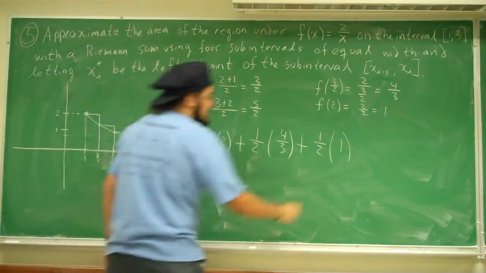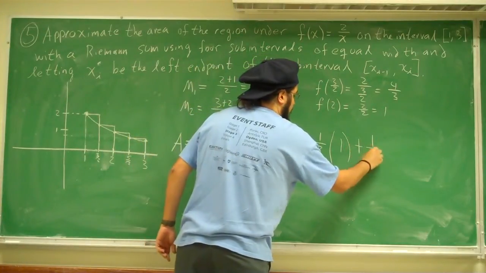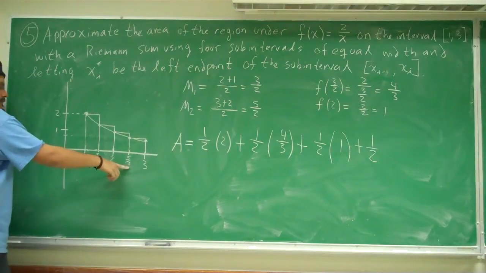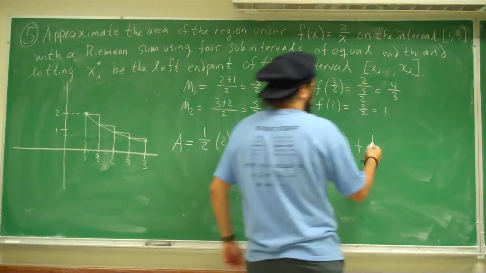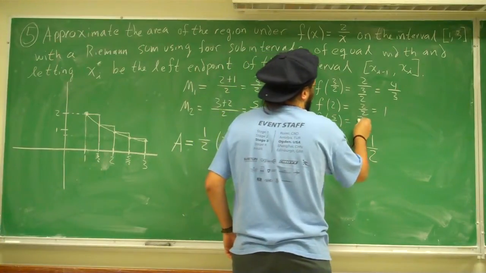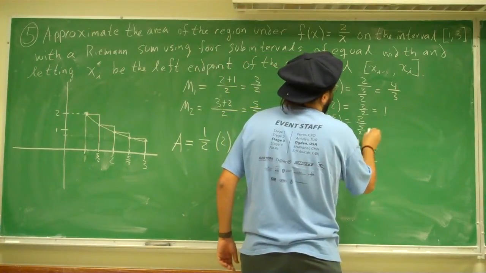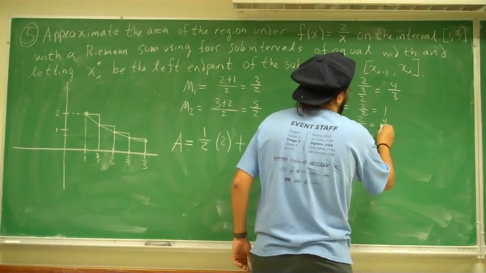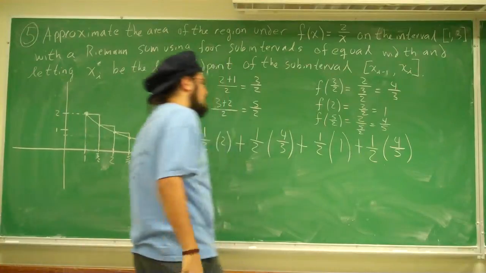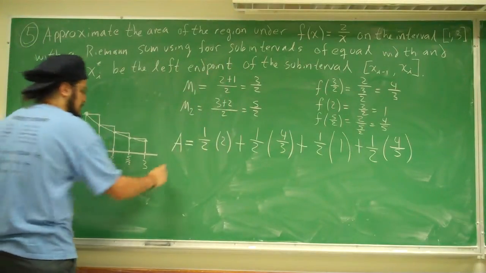Again, that's plus 1/2, because that is the width. And now to find the length, plug in 5/2 into the function. Let's plug in 5/2, f of 5/2. That's 2 divided by 5/2. That's 4 divided by 5. So this is 1/2 times 4 divided by 5. Okay, so now we have all that.